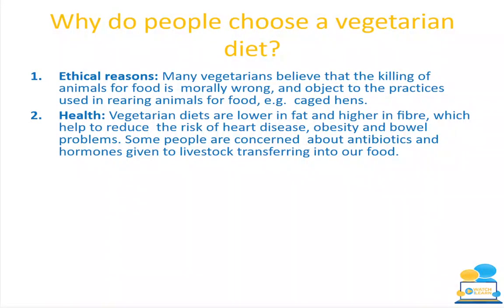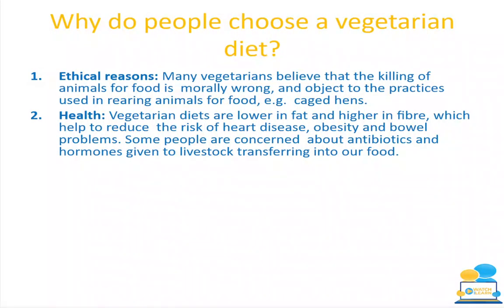It reduces the likelihood of obesity because you're eating more natural foods that are generally less processed, and also reduces the occurrence of bowel problems because if it's higher in fibre, it's going to reduce the likelihood of constipation.